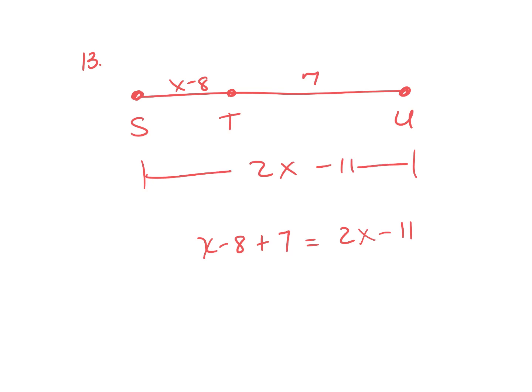Now, I like to put the biggest X on the left, and I'll tell you why in a minute. When we get to inequalities or something like that, it makes more sense. So I'm going to switch this around and do 2x minus 11 equals x minus 8 plus 7. I just changed it. And the reason I like that is when I move all the letters to the left and all the numbers to the right, okay?